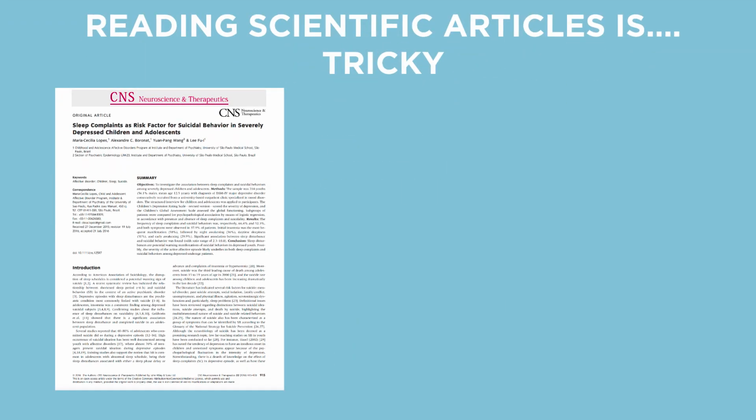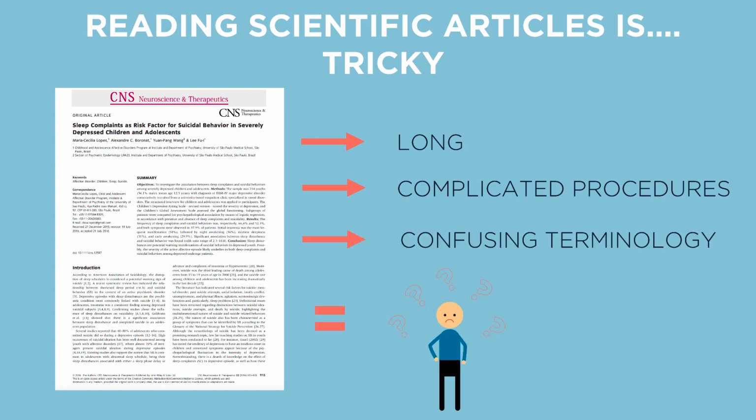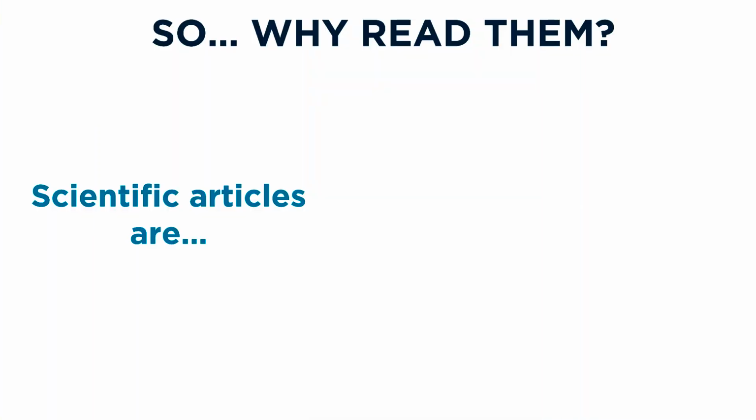Reading scientific articles can be tricky. They are often long and full of complicated procedures and terminology. So, why read them? Scientific articles provide current or up-to-date information, whereas your textbook might be out of date.